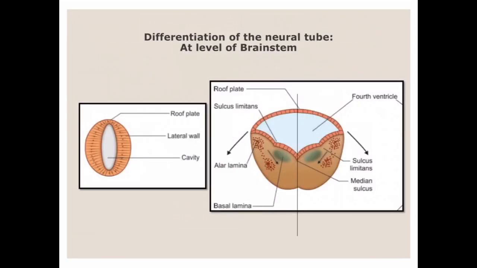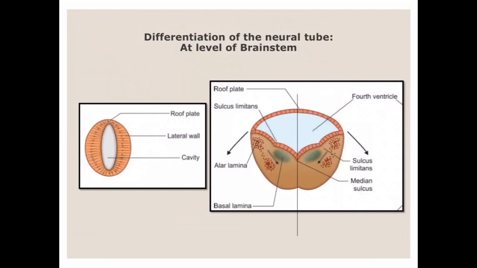Now, at the level of the developing brain stem, the central canal does not exist in the center, but it forms a broad thing that is known as the fourth ventricle, which lies completely dorsally. So, the alar lamina migrate ventrally. You can see two black arrows and you can see how the alar lamina is migrating ventrally.